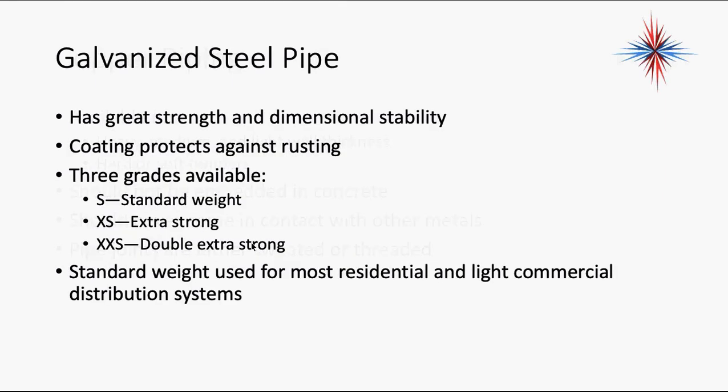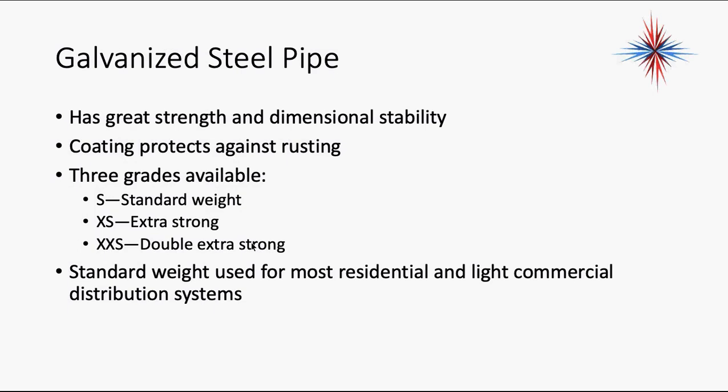Galvanized steel piping has a lot of strength and stability. It doesn't break down, but it does have a coating that's supposed to protect against rusting. Now, this works for maybe 10, 25 years, but I've started to see some of the older galvanized pipe eventually start to rust out internally, especially if you have very hard water.